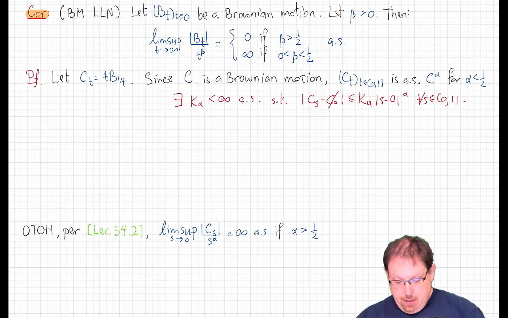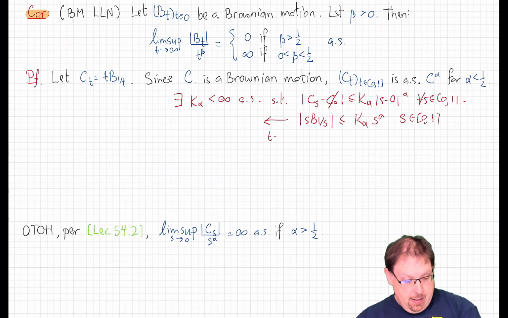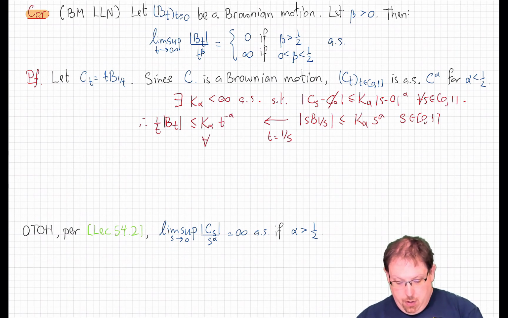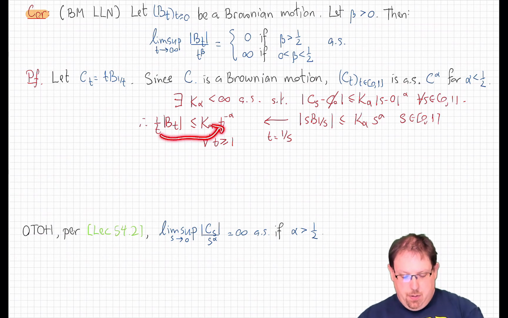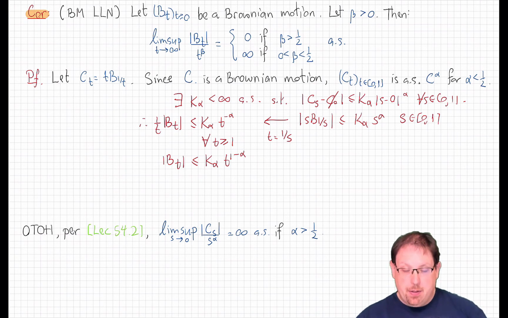But C_0 is 0, and C_s is just s times B_{1/s}. If we now take t to be 1 over s, what that says is that 1 over t times B_t is less than or equal to K_alpha t to the minus alpha for all t bigger than or equal to 1, since s is less than or equal to 1. Now we can just bring this 1 over t over to the other side, and we get that B_t is less than or equal to K_alpha times t to the 1 minus alpha for all t bigger than or equal to 1.